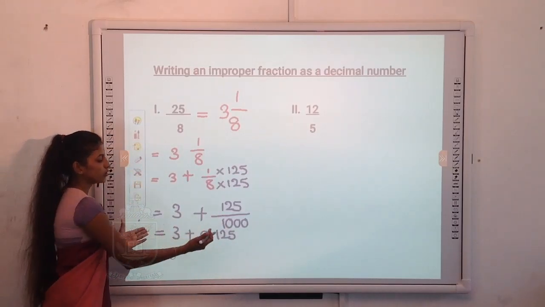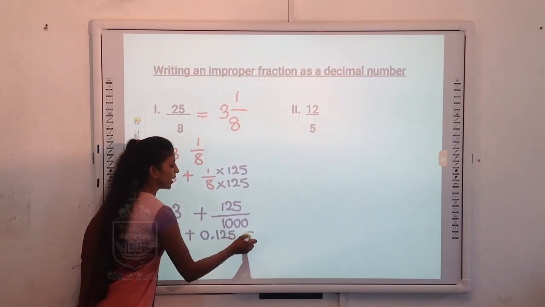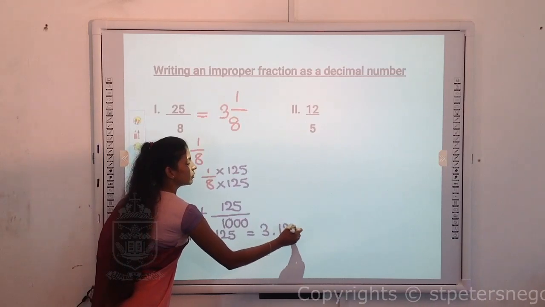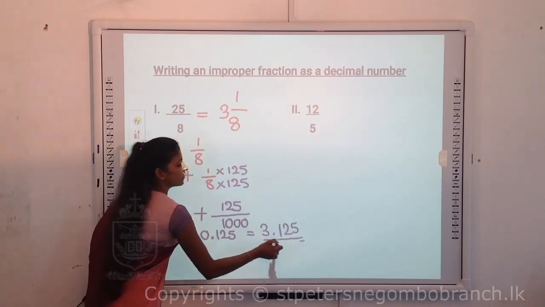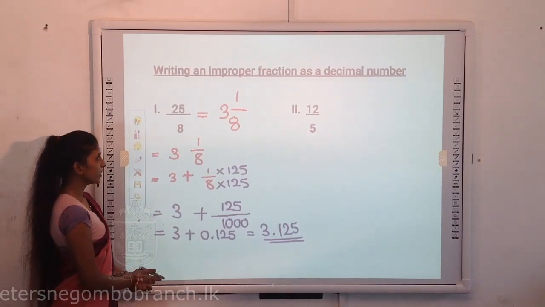So finally, what you have to do, add the two parts, whole number and decimal, and take the final answer as 3.125. So this is the final answer. So same way, we'll move to the second example.